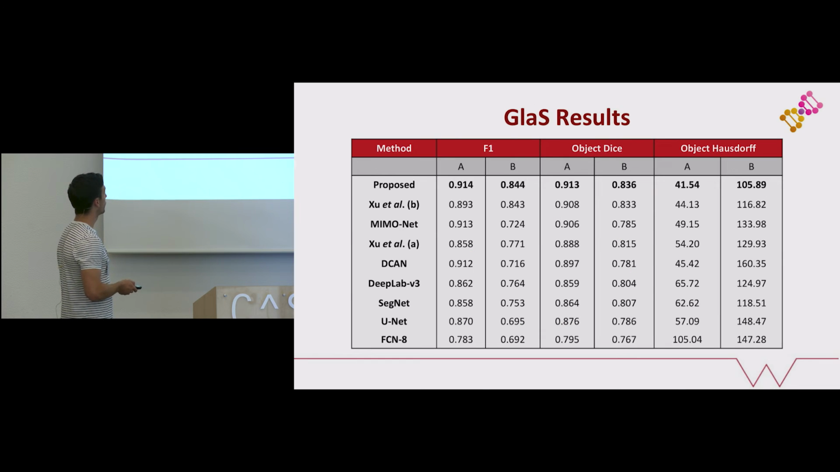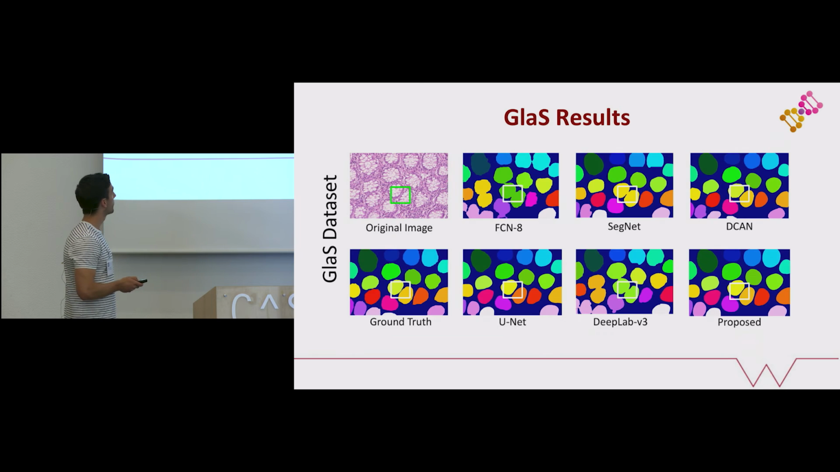Now this shows some of the results on the Glas dataset. There were a lot of entries for the Glas challenge, so we can't fit them all on the slide. But the DCAN method was the winning submission to the competition, and we also choose to show some entries that have been published after the competition. We can see here that on all statistical measures, F1, object Dice, and object Hausdorff, we achieve state-of-the-art performance. In some examples, we can see here that our method performs superiorly in terms of instance segmentation, and we have very smooth glandular boundaries.